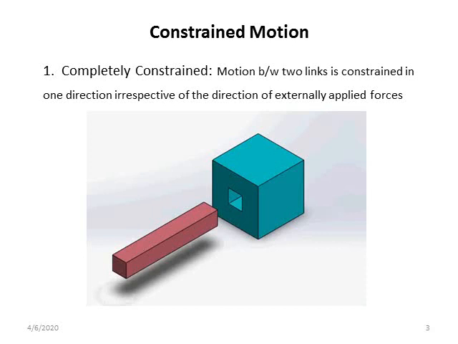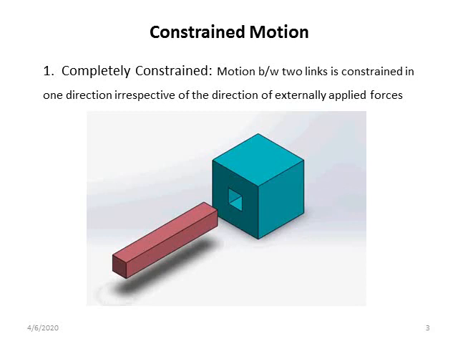A motion is called completely constrained motion if the motion between two links is constrained in one direction, and this one direction motion is not dependent on the externally applied force.